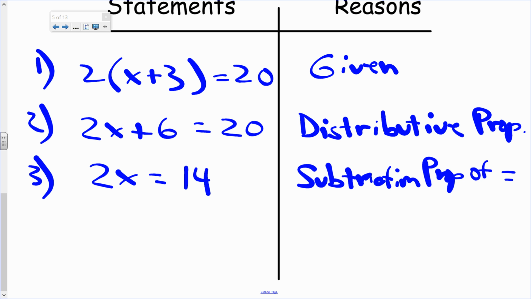One more time. Last but not least, what do I do now, Martinez, to get x alone? Divide by what? Nice. What results when I divide both sides by 2?